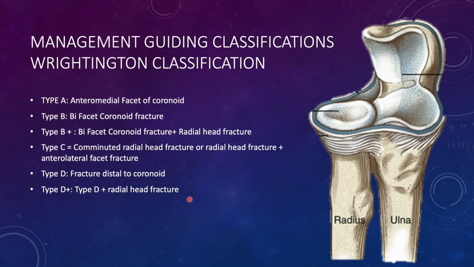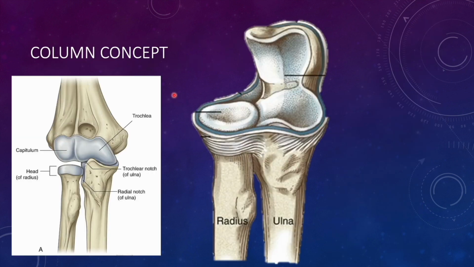So now coming to the reason why we are following this kind of fixation priority. So the Wrightington classification is actually based on the column concept. So there is a lateral column which is the radius and the capitulum. There is a medial column, that is the anteromedial facet of the coronoid, the sublime tubercle and the trochlea of the humerus, while the anterolateral facet is actually the middle facet. So this part, anterolateral facet, is the middle facet.